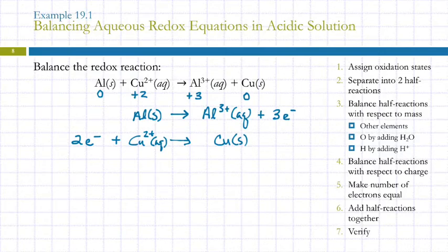Well, I can't change a 3 into a 2 or vice versa, but I could change each of them into 6, right? Let's change colors here. So if I multiply this reaction by 2, that'll give me 2 aluminum atoms, 2 aluminum ions, and 6 electrons. Still balanced. I just multiplied everything by 2. And this one I'm going to multiply by 3, and so that's going to give me 6 electrons, and 3 copper ions, and 3 copper atoms.